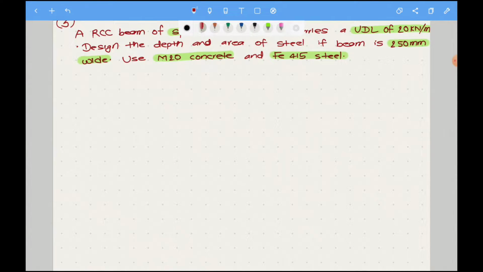So let us start with the given, what is provided in the question. What we are going to write here is the width of the beam, that is 250 mm. As we are using the Fe415 steel, the value of Fy, that is the yield strength, would be equal to 415 Newton per mm square. And as we are to use the M20 concrete, the value of FCK, that is the characteristic strength of the concrete, would be equal to 20 Newton per mm square.